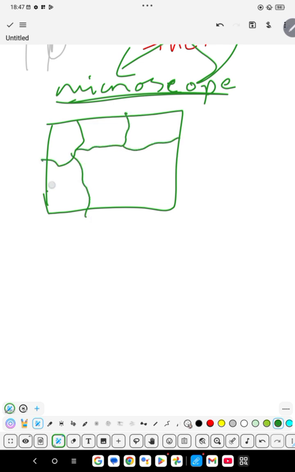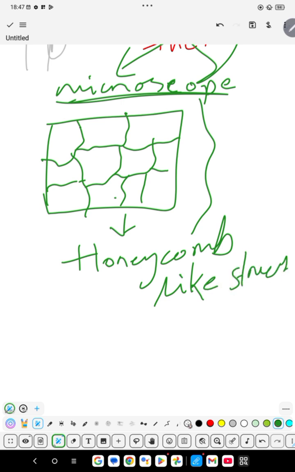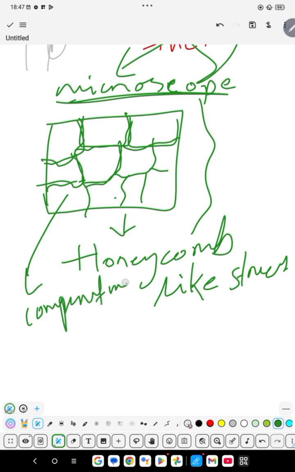You must have seen the honeycomb, right? The structure where the honey bees live, the house of honey. The structure looks similar to this, right? So he called it a honeycomb-like structure. And you can see these are the compartments. We can call a compartment a room, right? These are the compartments, or we can call them rooms.